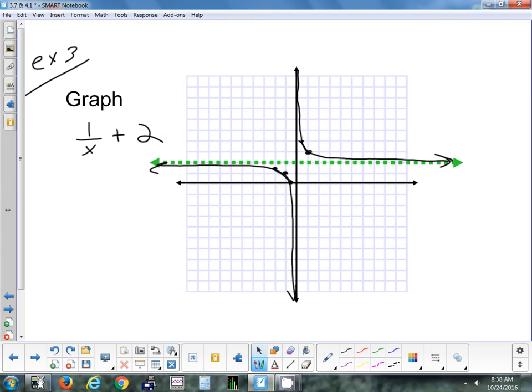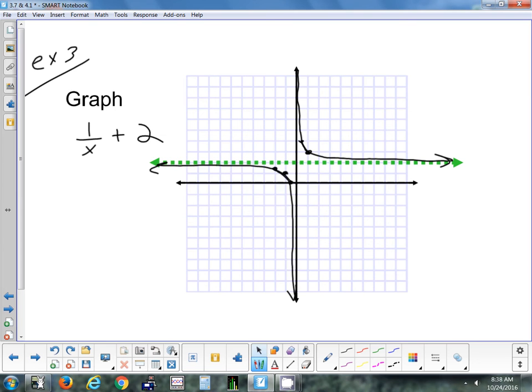So to graph these kind of shapes, you just got to try a few values close to, in this case, 0, because 0 is the value that I can't use, but try a couple close to it, and then try a couple further away to see that curve. Any questions on that one?